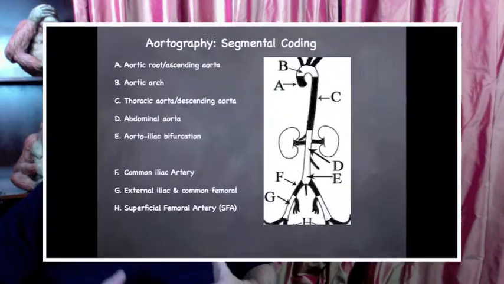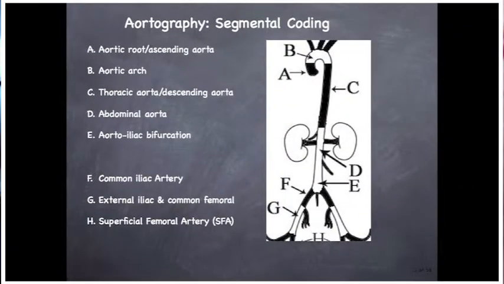The aorta is broken up into different segments for coding purposes, and a lot of times doctors refer to these segments in a similar way that the code structure refers to them, but of course in some cases doctors use terminology that's a little bit different than what we see in the code structure. So this diagram just illustrates the different segments of the aorta that we have to understand for coding purposes.